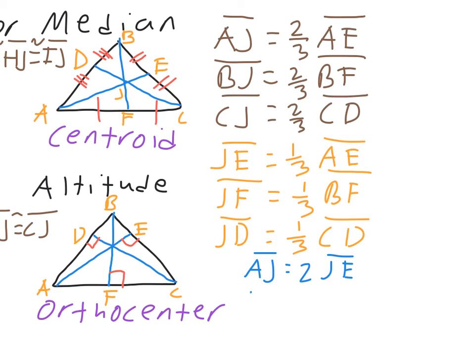And line segment BJ is 2 times line segment JF. And line segment CJ is 2 times line segment JD.